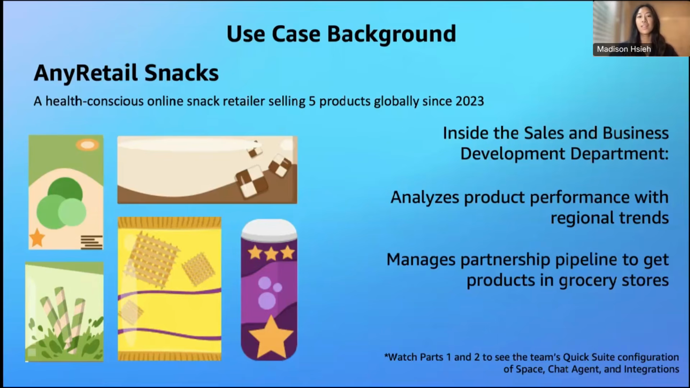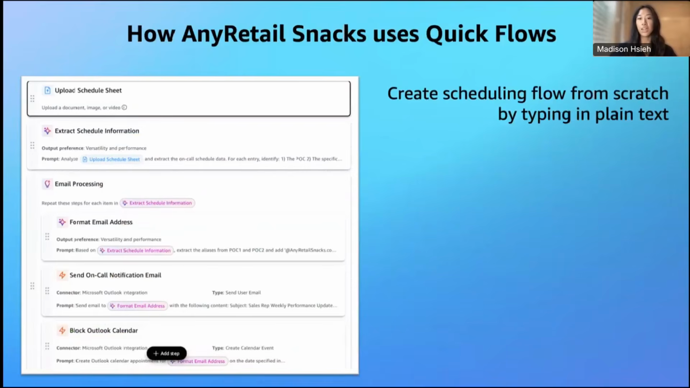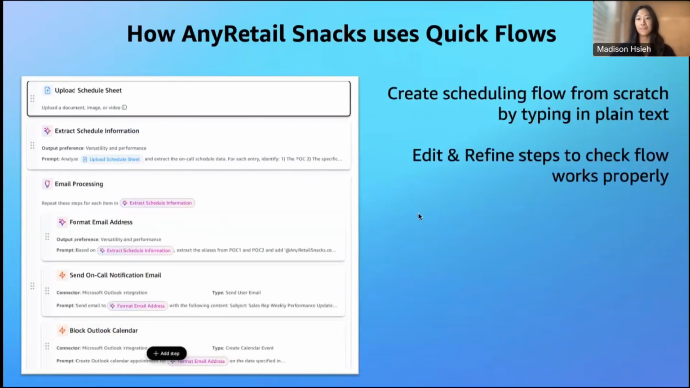Okay, so this again is a very quick background on what this company is, and then now we'll see how they use Amazon Quick Flows. So I'm just going to run through 2 today during the demo, but to just briefly give you the background on each of the ones we'll be seeing. This is going to be our first one. The first one is going to be a scheduler. So we're going to create a schedule, and this will be from scratch just by typing in plain text.